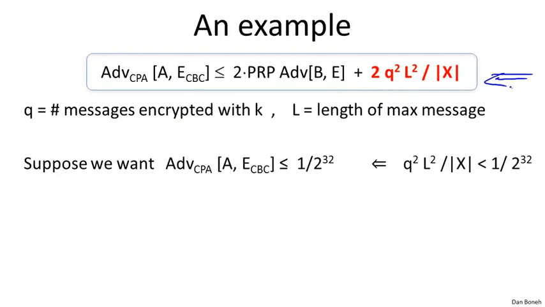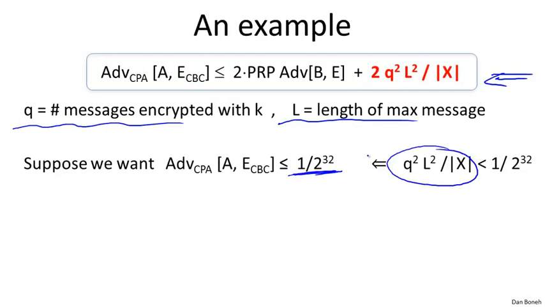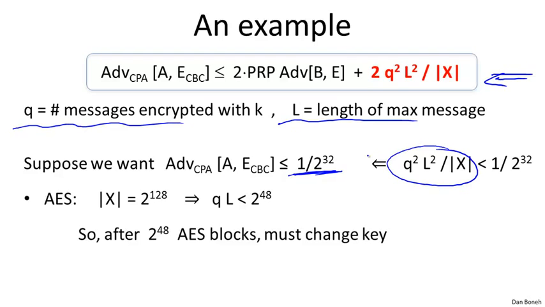Here I rewrote the error bounds from the theorem. Just to remind you, Q is the number of messages encrypted with K, and L is the length of the messages. Suppose we want the adversary's advantage to be less than 1 over 2 to the 32. This means that the error term had better be less than 1 over 2 to the 32. Let's look at AES, which of course uses 128-bit blocks. So X is going to be 2 to the 128.